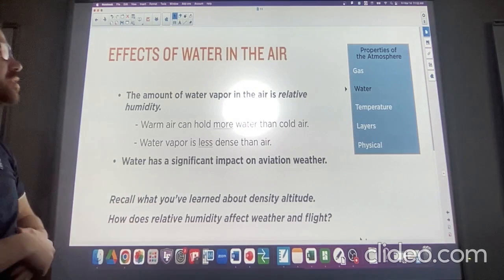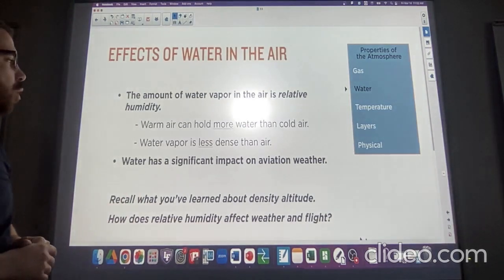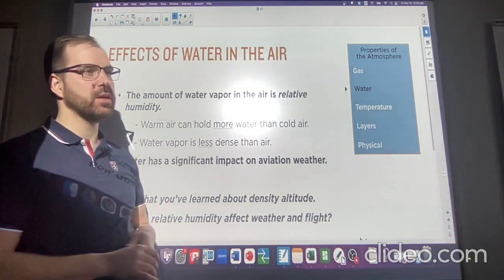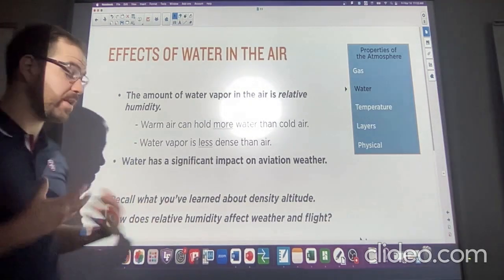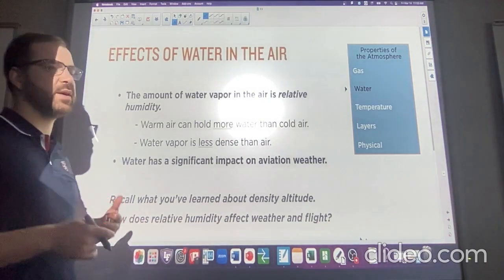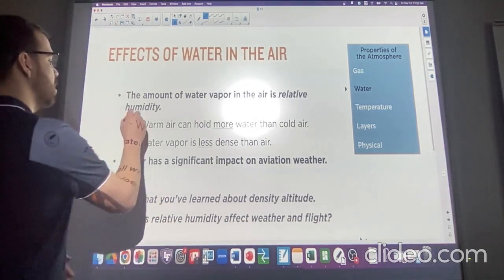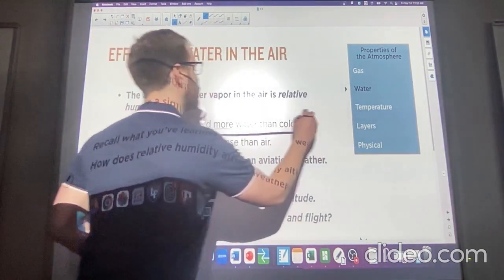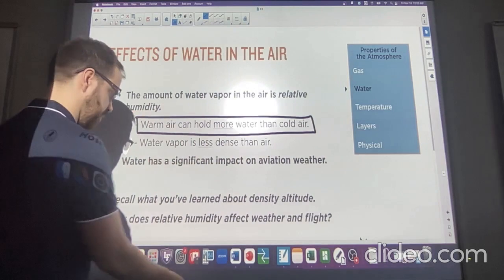one thing you need to know is that water is a big part of weather and how much humidity is in the air. And a big part of why we get thunderstorms in the summer is because warm air can hold more water than cold air, okay?